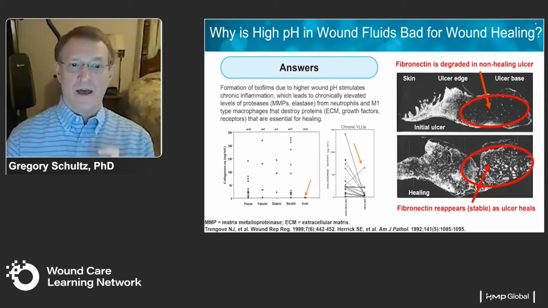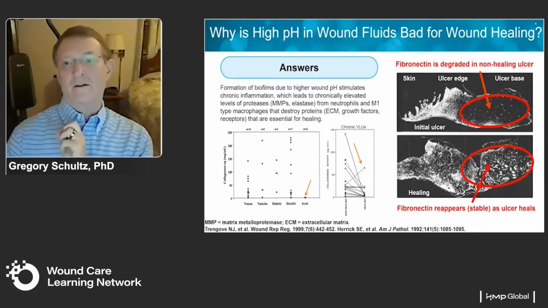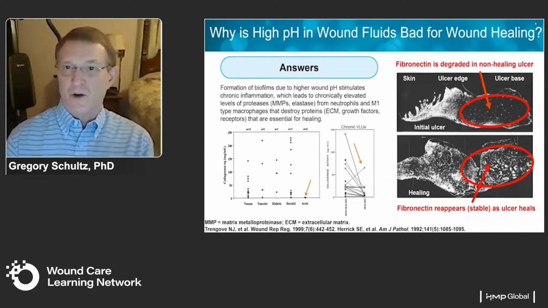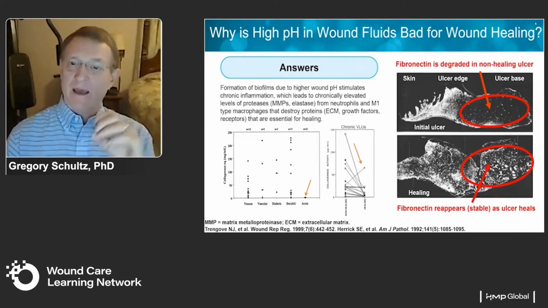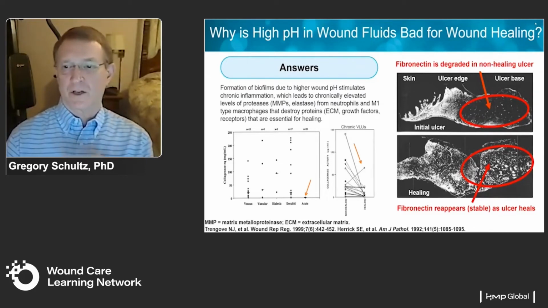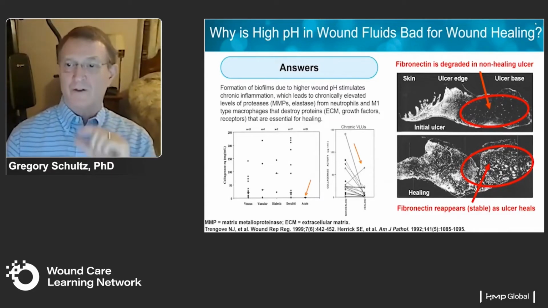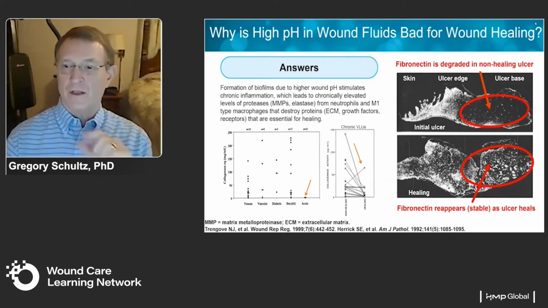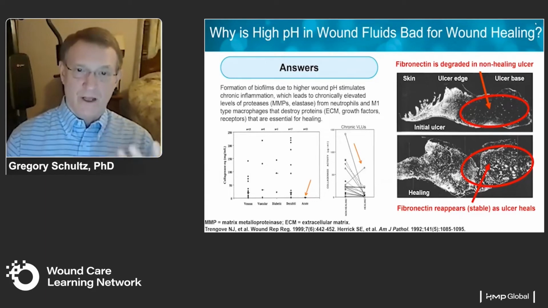Now, the problem is that when biofilms form at the higher pHs, it actually leads to highly elevated levels of proteases. As shown in the right-hand slides, if there's high pH, essential proteins like fibronectin that are important for epithelial cell attachment and migration will be proteolytically degraded, and that impairs the ability of the epithelial cells to move across the wound bed. If the inflammation is controlled, proteases are controlled, and the pH is appropriate, then the epithelial cells can proliferate, migrate across the wound and epithelialize and heal the wound.